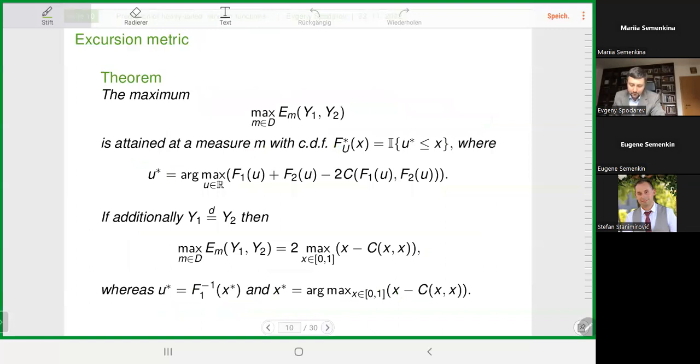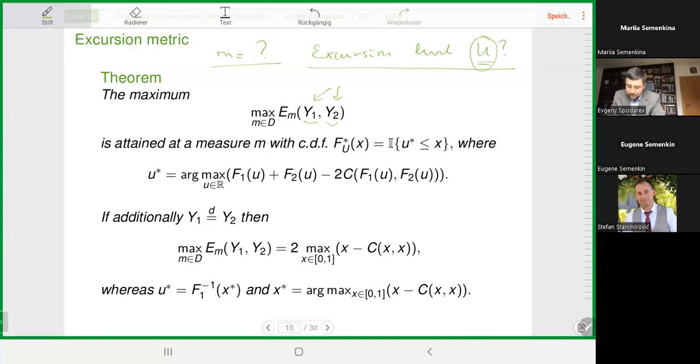And then the next question is, so far we had no specific choice of M. So how to choose M? M was the probability distribution of our excursion level U. So how to choose excursion levels? Of course, if you take U which is not concentrated on the support of Y1 and Y2, you'll just get zero, which means the distribution of U has something to do with the support of these variables Y1 and Y2.